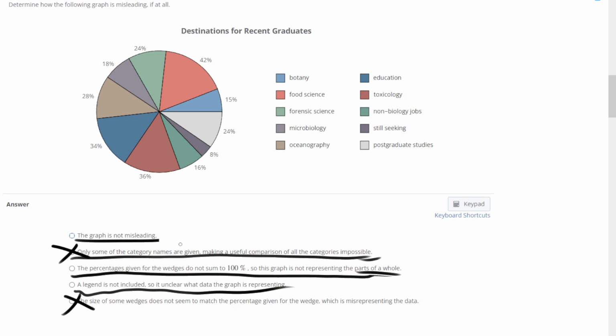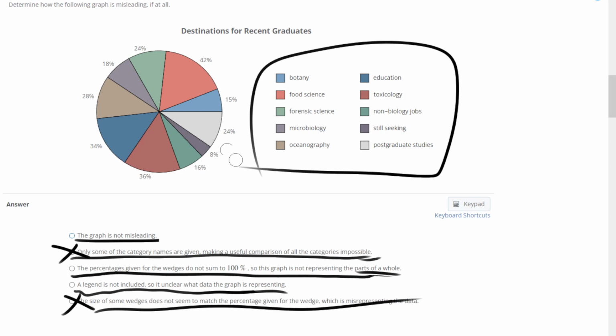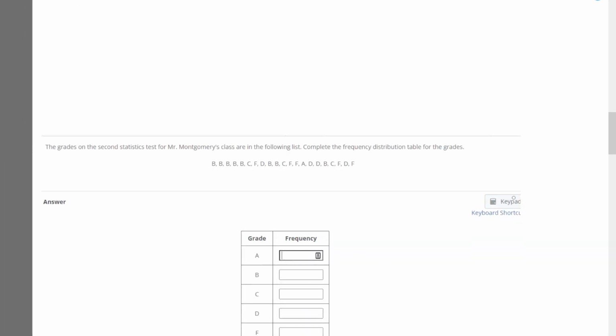And then the last is a legend. I guess I skipped one. "The legend is not included, so it's unclear what data the graph is representing." We are given a legend, so that's not one of them. Since the percentages option is the only one that fits, we can assume that this is the problem. The graph is misleading because the percentages add up past 100%.